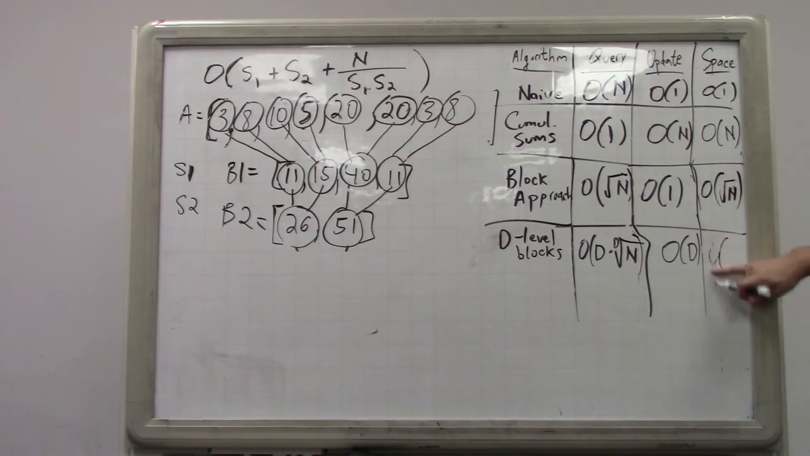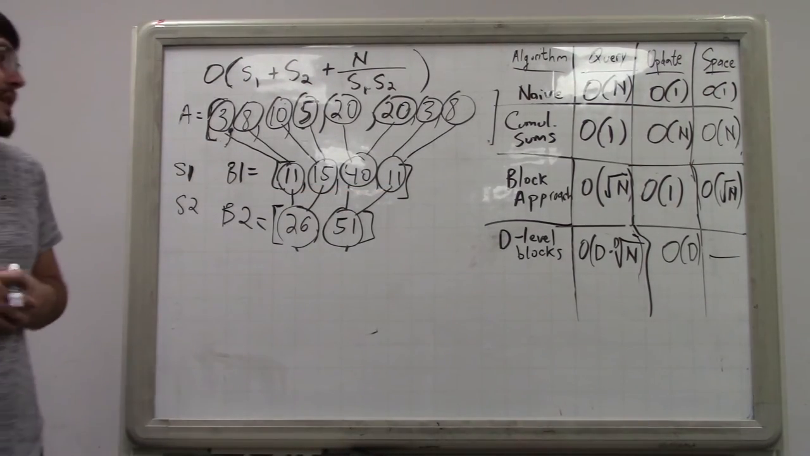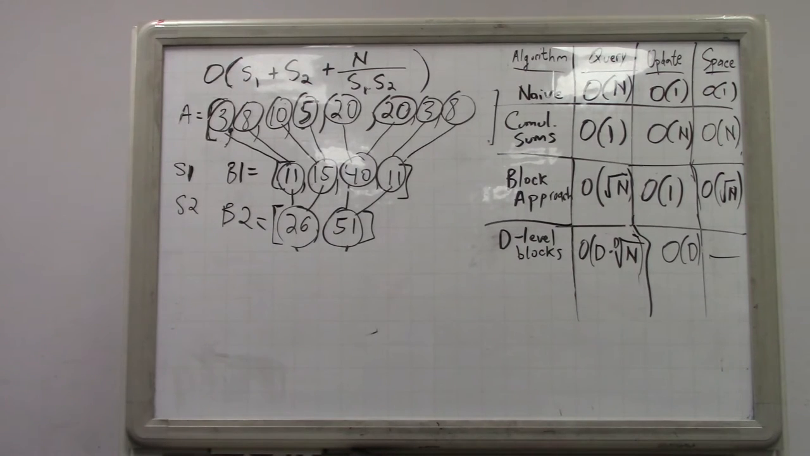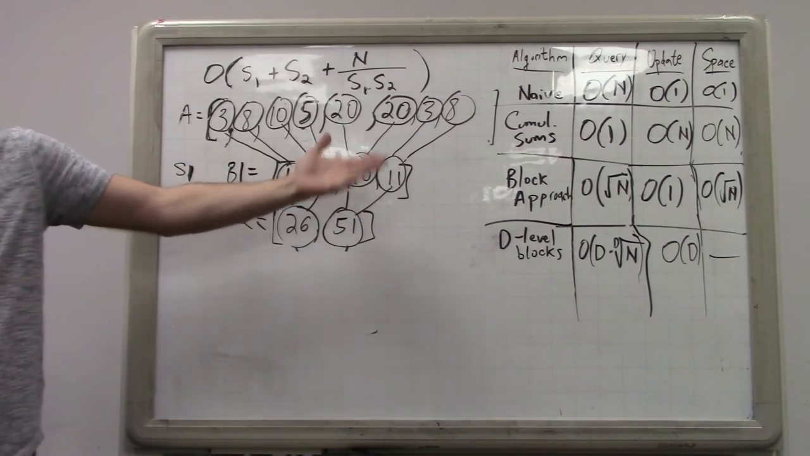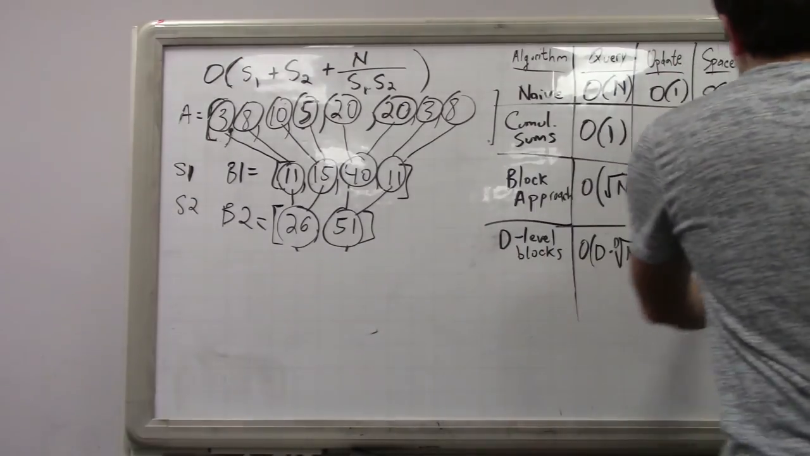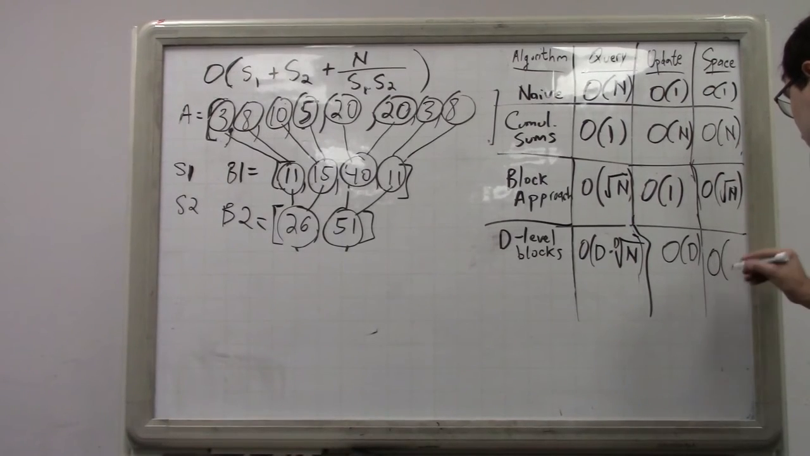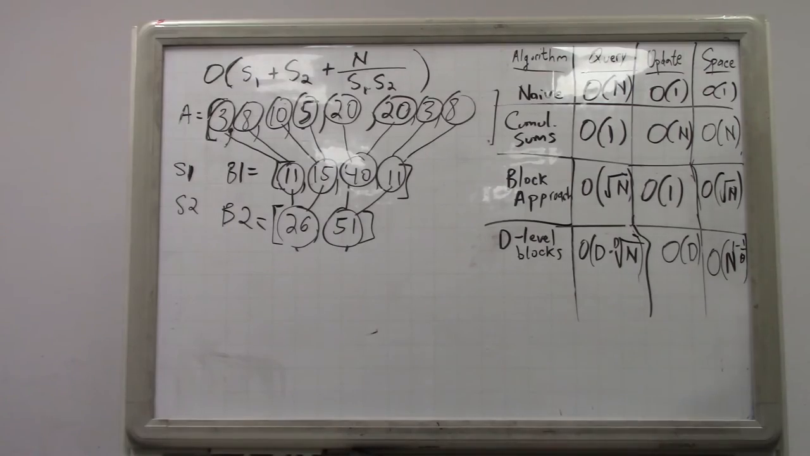Well, this gets really hairy, so let's just skip it. But the point is that basically the space is dominated by the first blocks array. So for example, in the case of three levels of aggregation, because S1 is the cube root of n, the number of entries in this array is n to the 2/3 power, and that would dominate. Technically the space is something complicated, but don't let it confuse you too much. It's n to the power of 1 minus 1 over d.